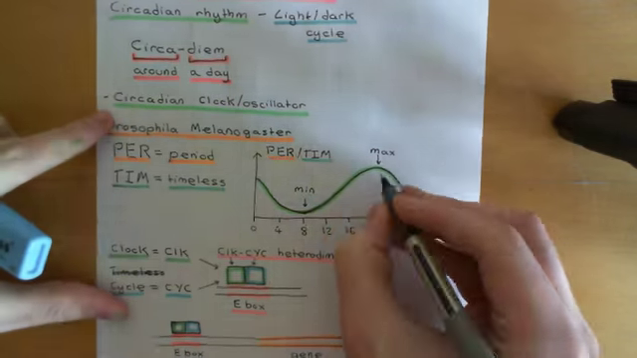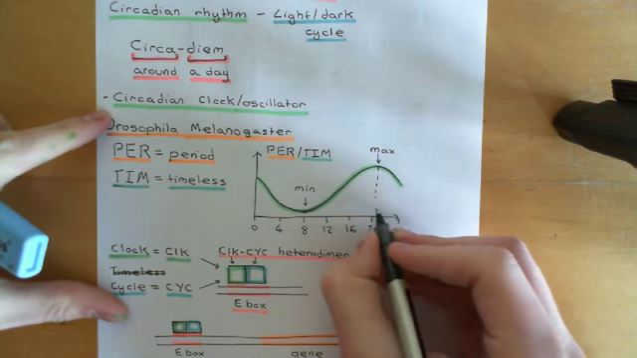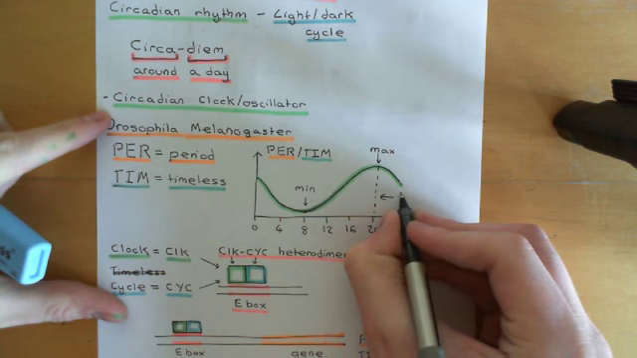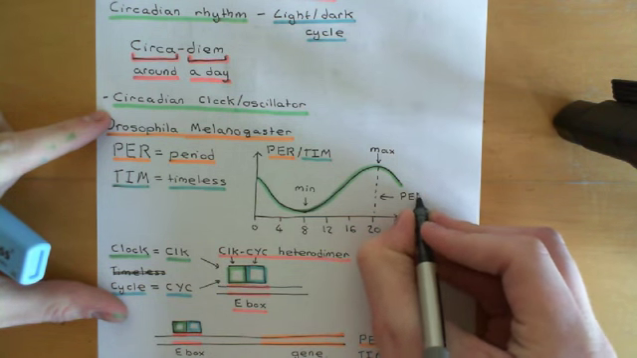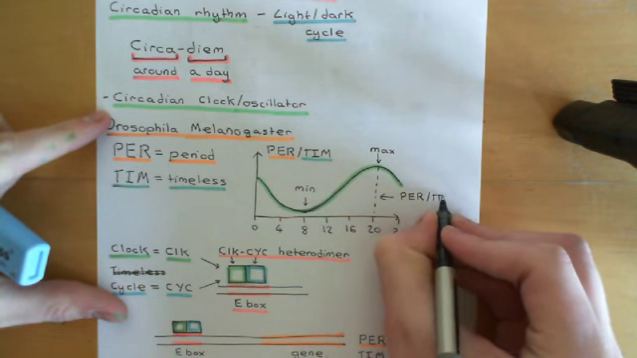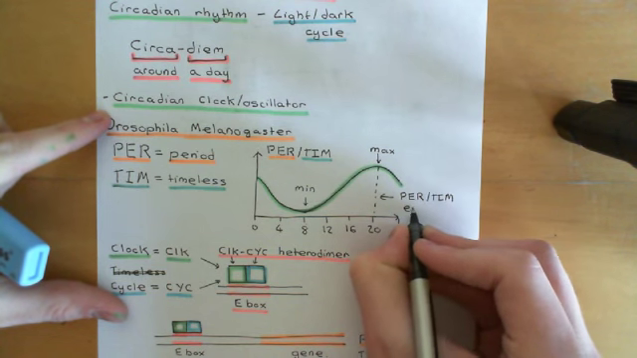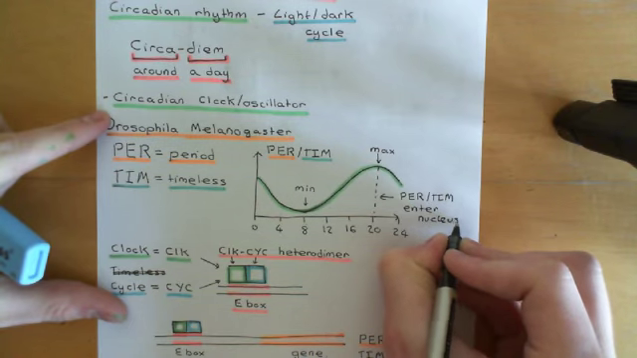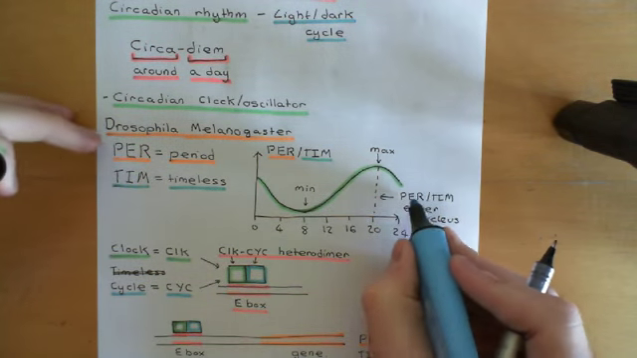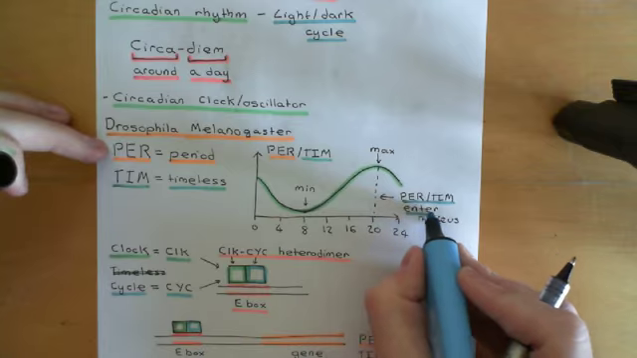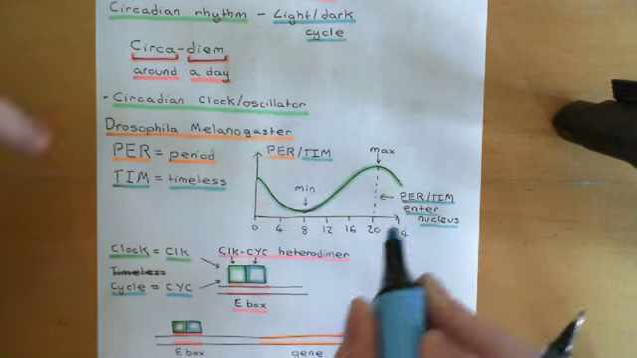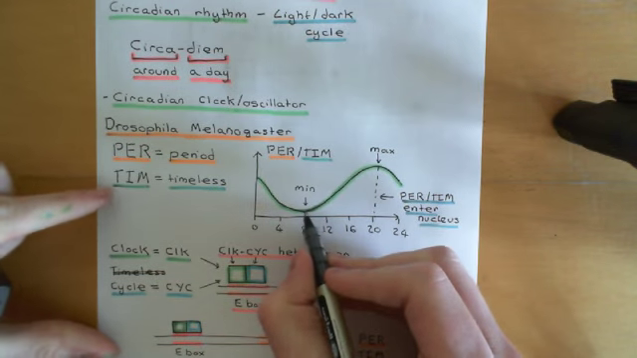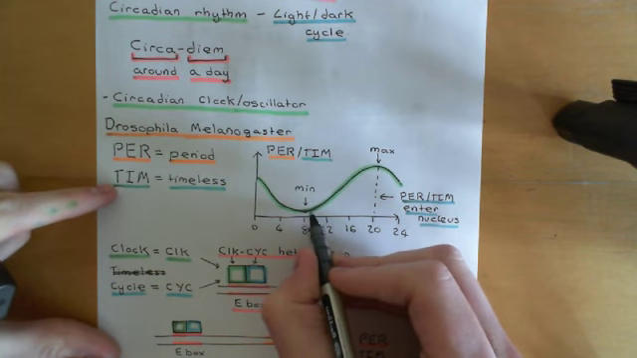Okay, so this is the point. 8 o'clock in the evening, I should probably say, rather than in the night. This is the point where period timeless heterodimers actually start entering the nucleus. Enter nucleus. And when they enter the nucleus, they're now going to stop their own transcription, basically. And we will discuss why it takes them so long to actually get into the nucleus in just a moment. So you've been making them from 8 AM in the morning.